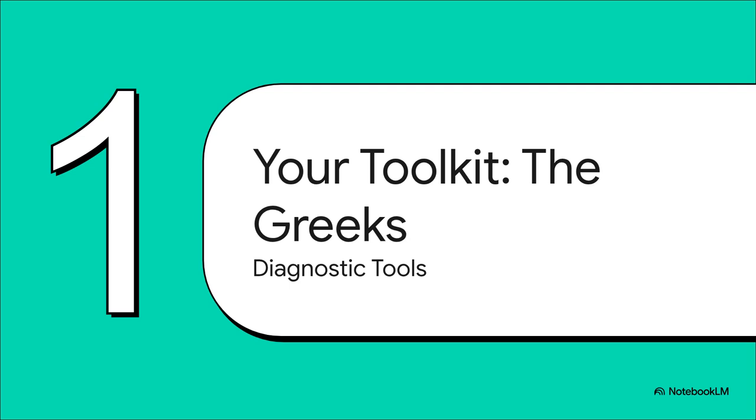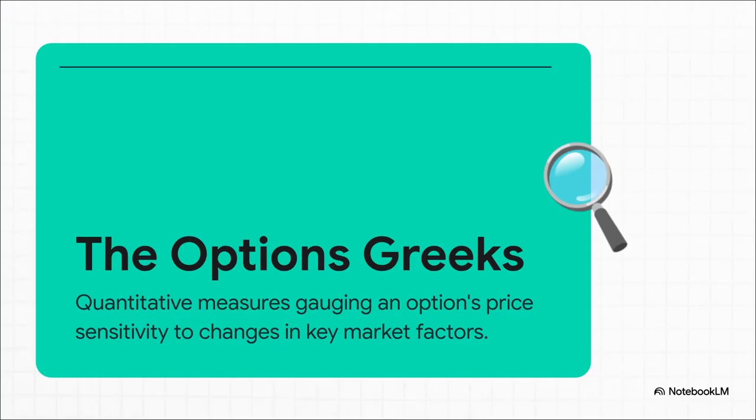So, how in the world do the pros handle all this complexity? Do they just guess? No way. They use a powerful set of diagnostic tools. And these tools have a name. You've probably heard of them. They're called the Greeks. And they are the key to measuring and managing all of those moving parts we just talked about. So what are they exactly?